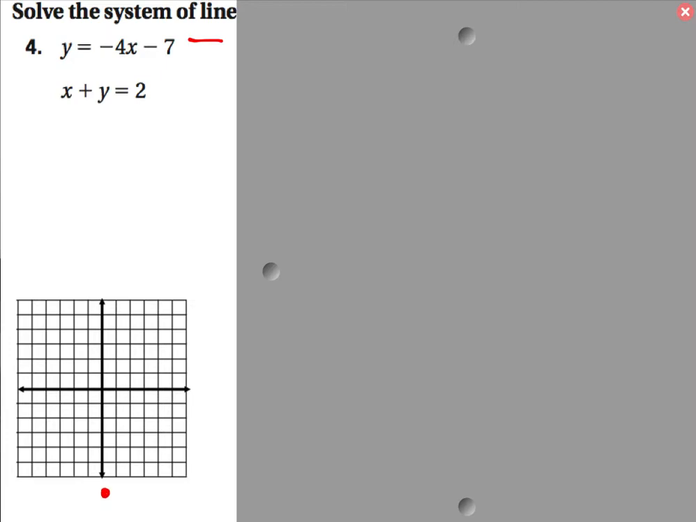I go down 7 because that's the y-intercept, and I go down 4 over 1. I'm going to have to go up 4 and back 1 a few times until I run out of room. And this is y equals negative 4x minus 7.